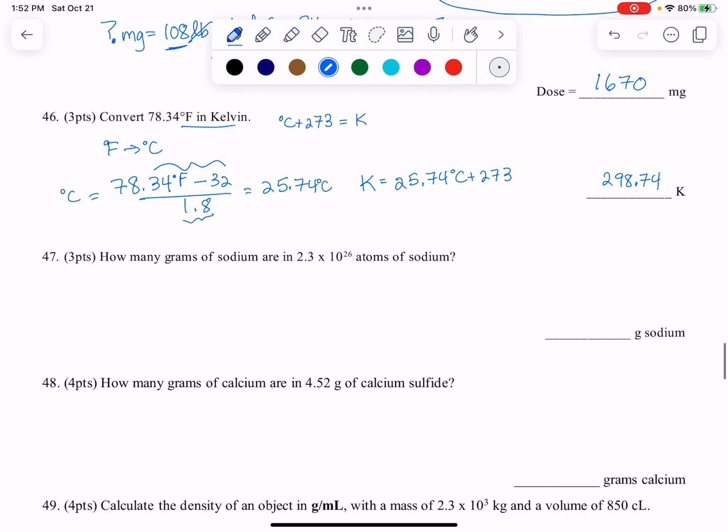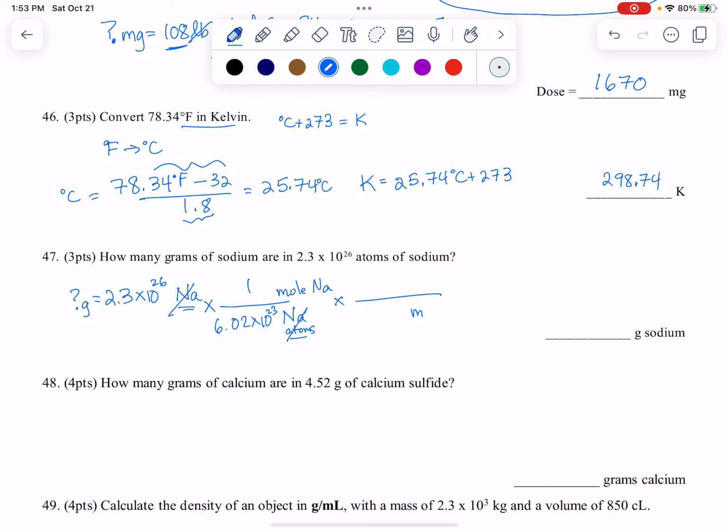Number 47, how many grams of sodium are in 2.3 times 10 to the 26 atoms of sodium? Sodium is Na. In order to get from atoms of sodium to grams, I have to go through moles. So this is moles of sodium, and 1 mole is 6.02 times 10 to the 23rd atoms. I'm just writing the symbol, but it's atoms, which cancels.